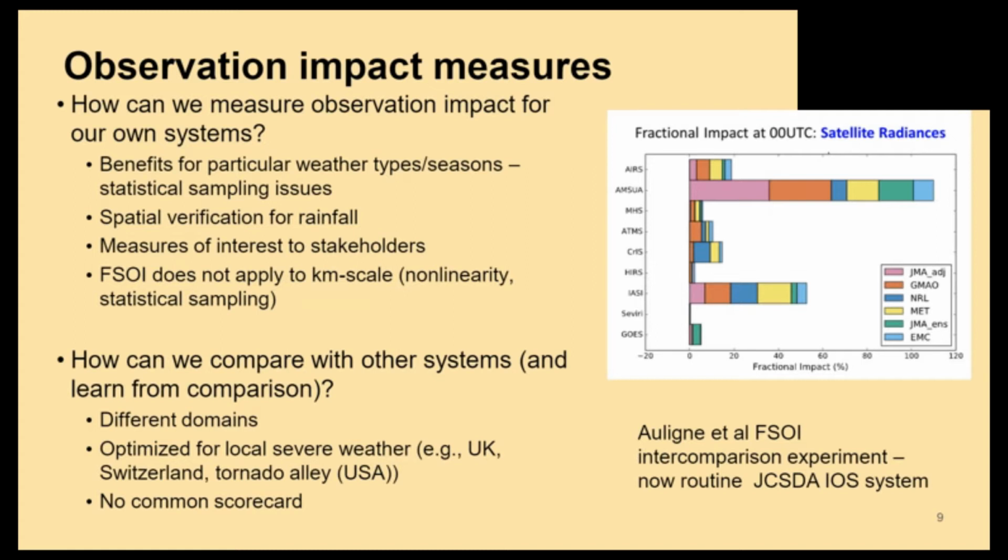Furthermore, the limited area kilometre scale models are usually designed to be particularly good for a particular weather type or season. So if we're trying to evaluate them, we might find we have some sampling issues in terms of getting enough of those types of weather. So if we really think, oh, our system's good at dealing with extreme rainfall, well, how often does that happen for us to really evaluate our systems?